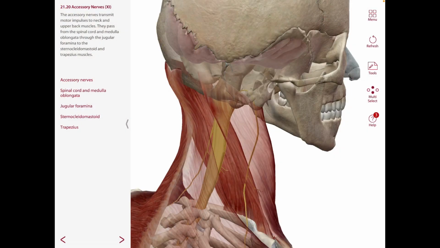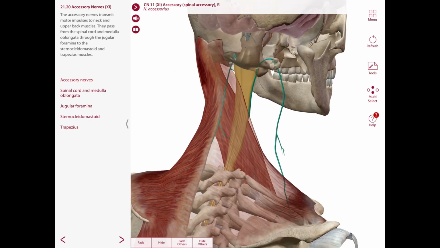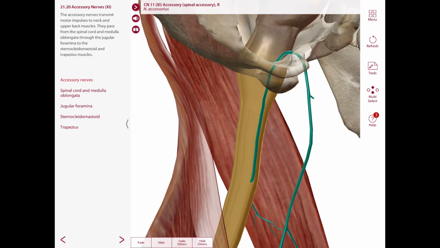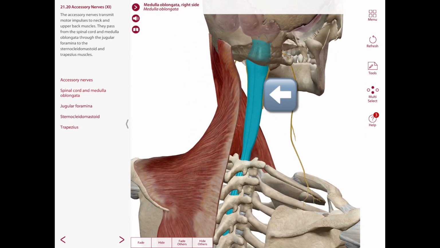The next cranial nerve we're going to discuss is cranial nerve number 11, or the accessory nerve. This one is formed by the union of two roots. Here's your accessory nerve, and the two roots are the cranial and spinal root. Now, the cranial root originates from the medulla oblongata, which is this part right here. And the spinal root originates from C1 to C5 segments, which is this part right here in the spinal cord.